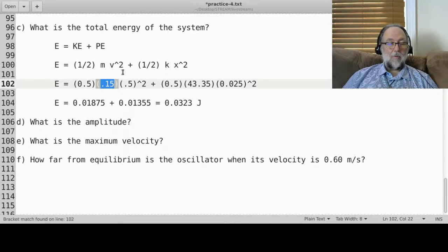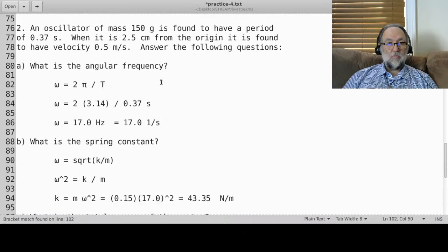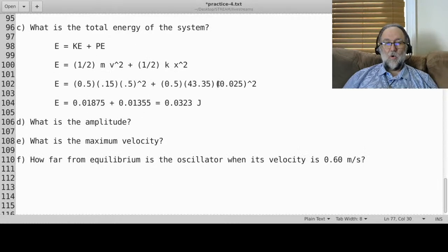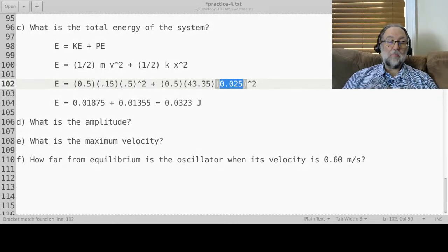Mass was 0.15. The velocity at that particular point is 0.5 meters per second. K we found to be 43.35, and x here is 2.5 centimeters, but we have to convert to meters, right? So 2.5 centimeters is 0.025 meters.